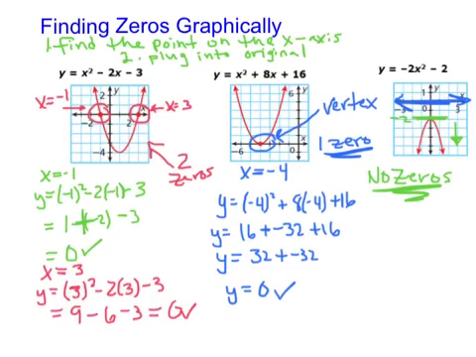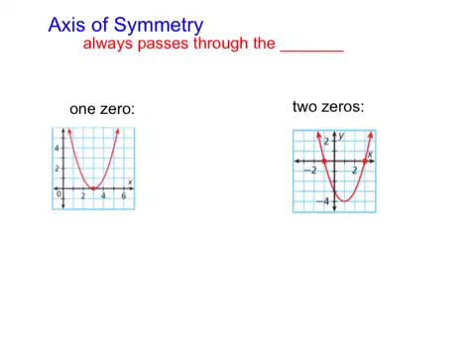And now that we know how to find zeros, we can take this and apply it to our axis of symmetry. What we know about our axis of symmetry is that it's always going to pass through the vertex. So if we ever have a graph, we can try to find the vertex of our graph, and then we can use that vertex to draw a line of symmetry.